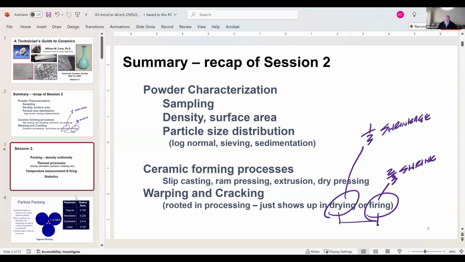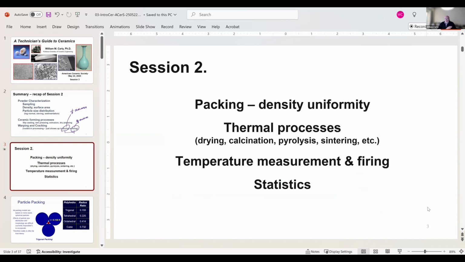So today what we're going to do is we're going to look at packing, because we didn't get to that yesterday very briefly. Then I'll spend time on thermal processes, drying, calcination, pyrolysis, sintering. There's some other things too, but that's the main focus. Temperature measurement and firing, a little bit of an introduction to furnaces. And then we'll talk a little bit about statistics. And of course, in statistics, sampling matters as well, but we aren't going to deal with sampling today specifically.